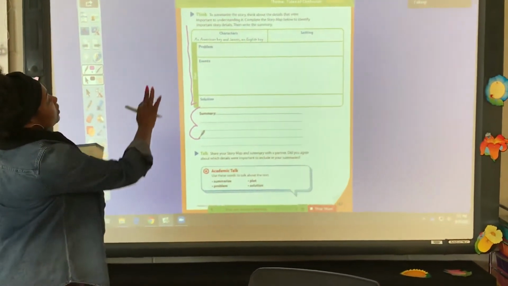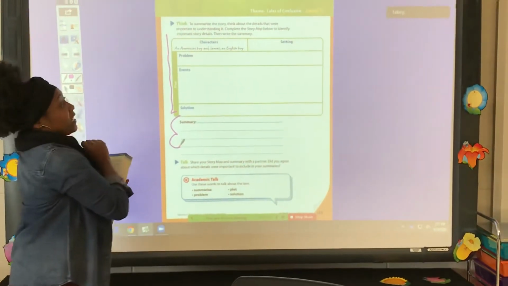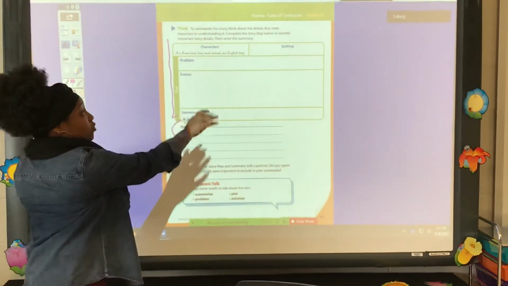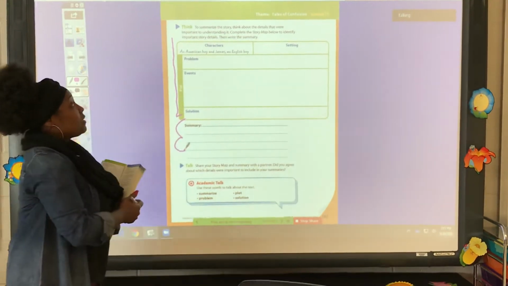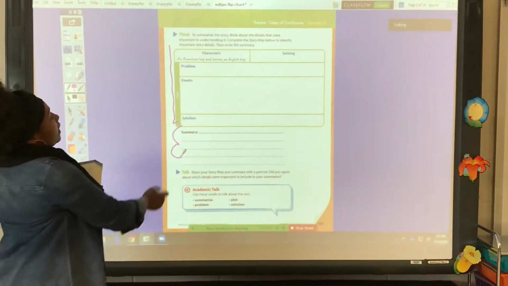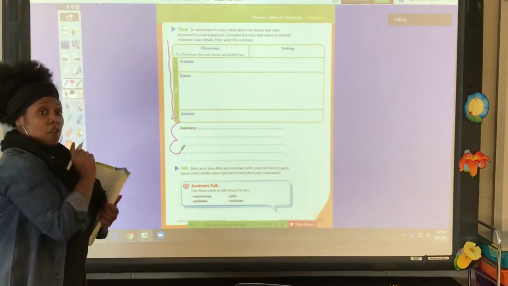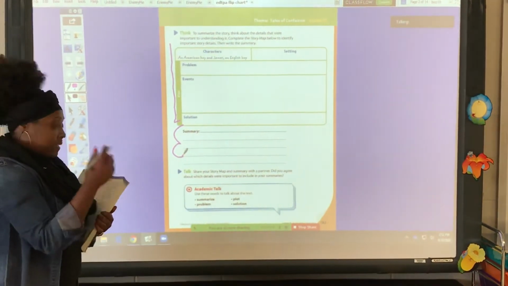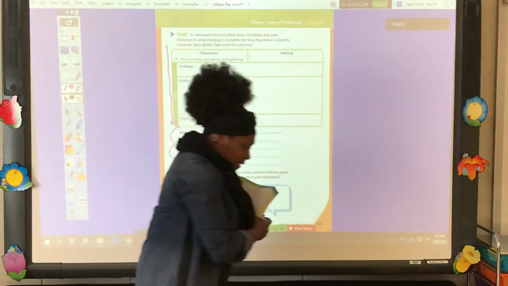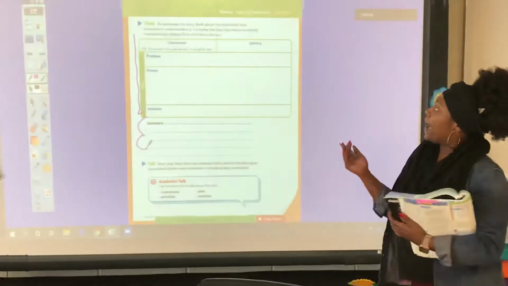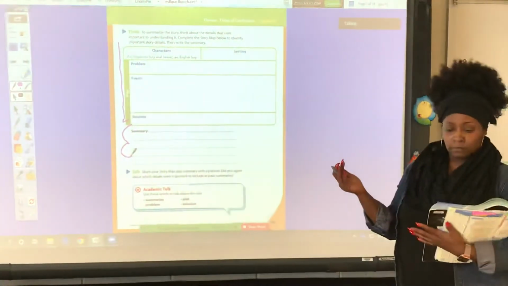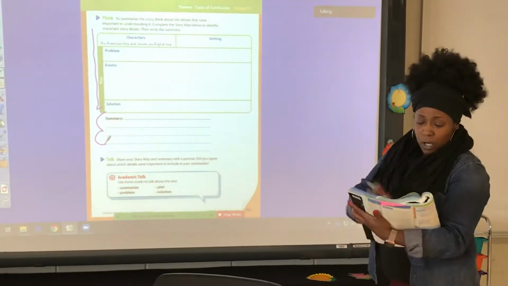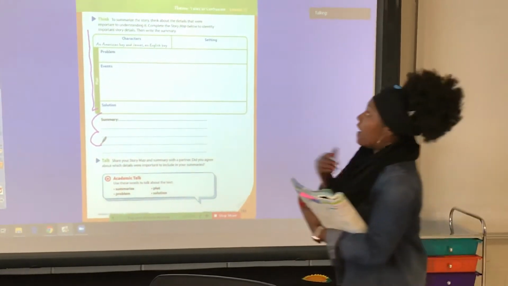Okay. So to summarize the story, we need to think about the details that were important in understanding it. We're going to complete the story map to identify important story details. Okay. It already has the characters for us. Remember, the characters were an American boy and James, an English boy. Now let's think about the setting. Where did this story happen? When we read it, where were they? Well, you know what I read? It was England on a cool afternoon.